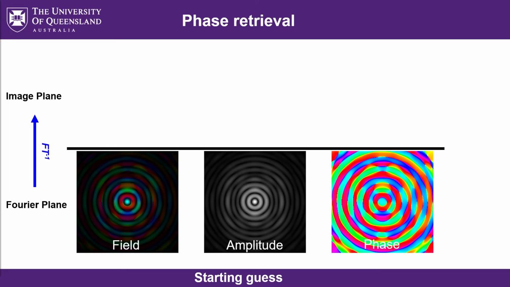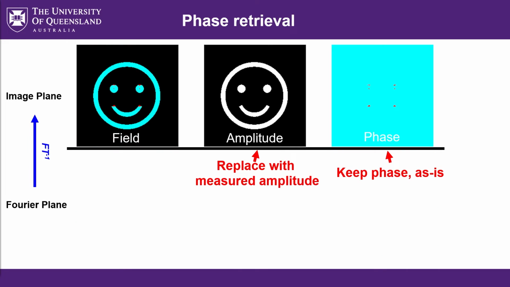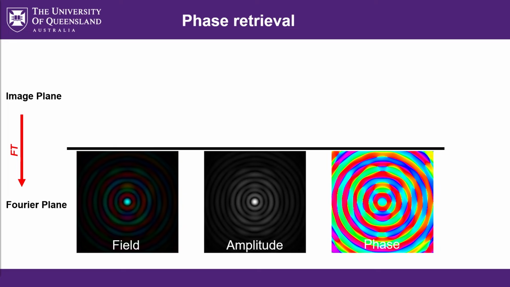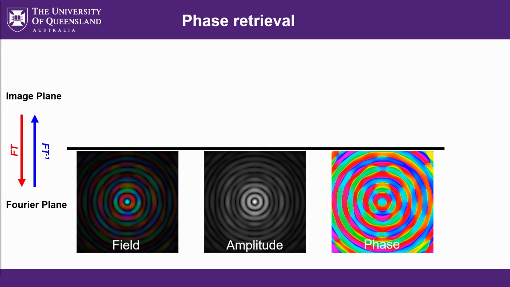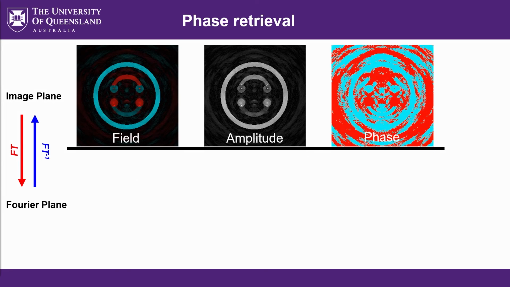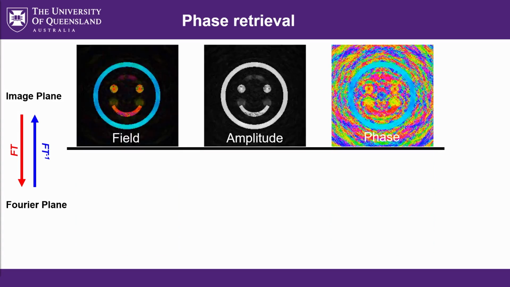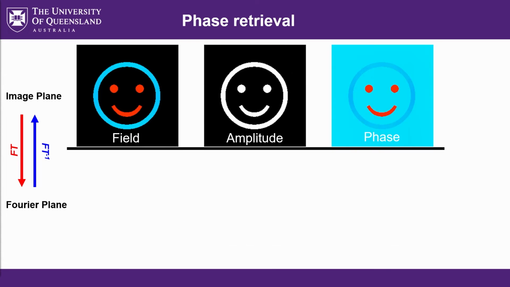Then we inverse Fourier transform back to the image plane, and we do the same thing. Replace the amplitude with what we observed and let the phase stay as is. Then we transform back into the Fourier plane. And we keep going through that process iteratively, constantly enforcing amplitude to conform with what we observed on the cameras and letting phase vary in order to accommodate that. With each step, you're nudging it towards a solution which satisfies your constraints.